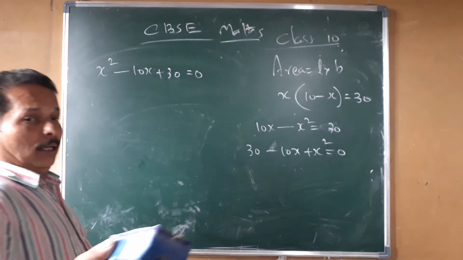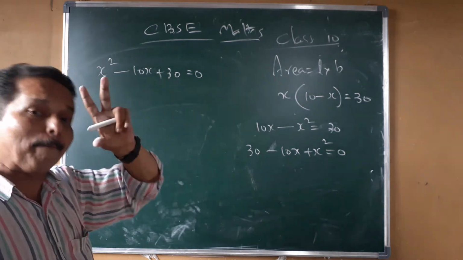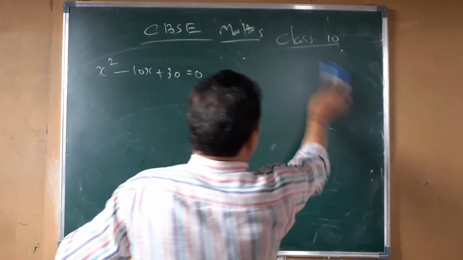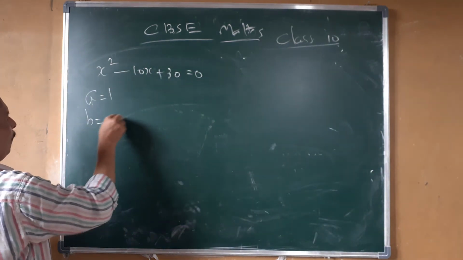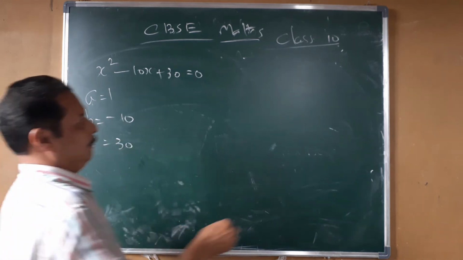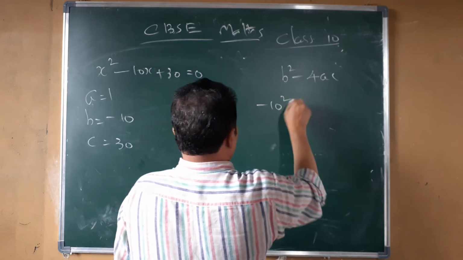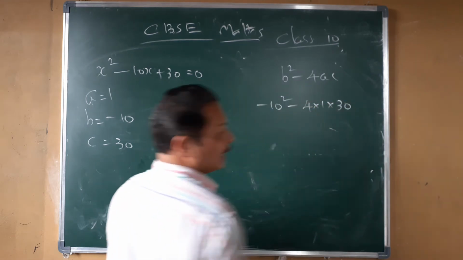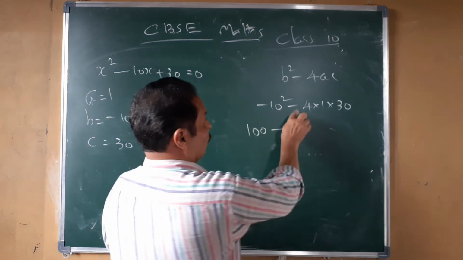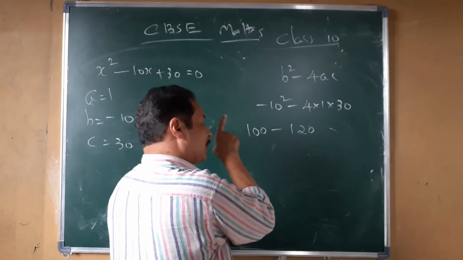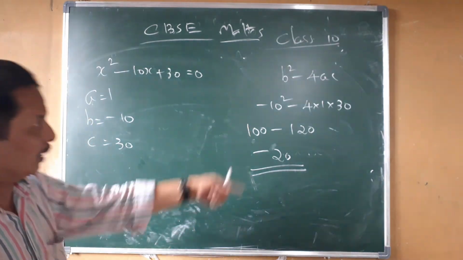Are you ready to complete without my help? Are you ready to find the discriminant? Come on. Discriminant is b square minus 4ac. a is equal to 1, b is equal to minus 10, c is equal to 30. So b square minus 4ac is minus 10 square minus 4 into 1 into 30. b square is 100, 4 into 30 is 120. Subtract the smaller one from the larger one, put the sign of the larger one, you get negative 20. Look carefully, guys.